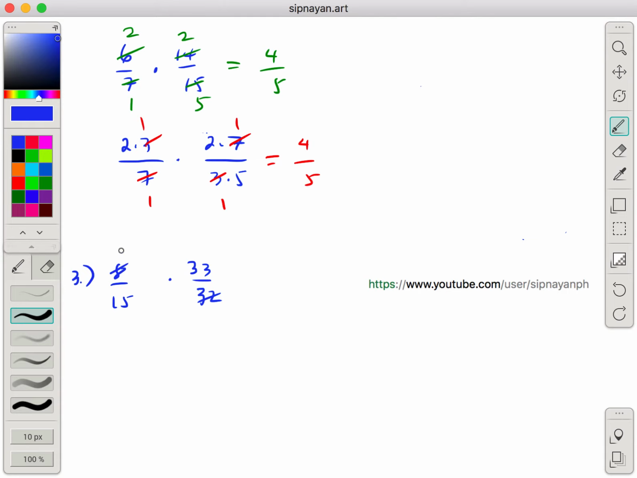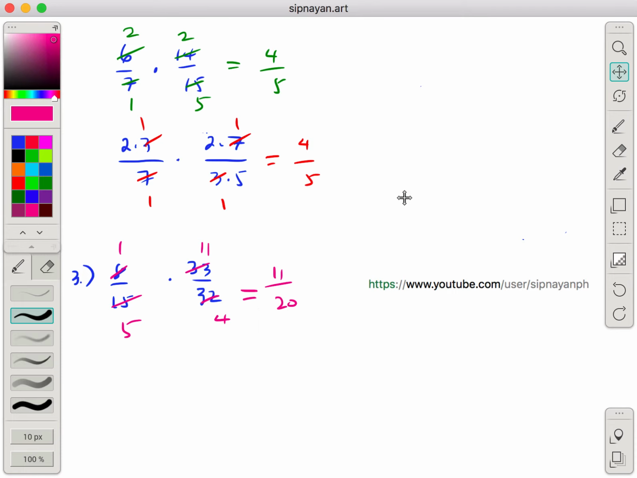So, 8 divided by 8 is 1. And then 32 divided by 8 is 4. What about 15 and 33? Pwedeng 3. So, 15 divided by 3 is 5. 33 divided by 3 is 11. So, wala nang pwede, no? So, we have 1 times 11 is 11. 5 times 4 is 20.